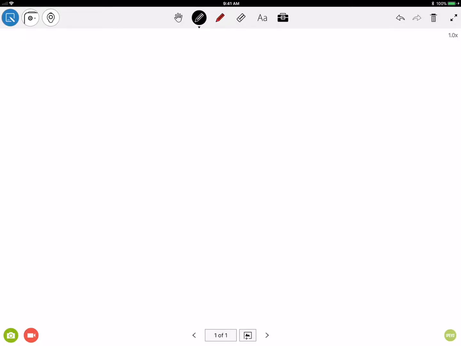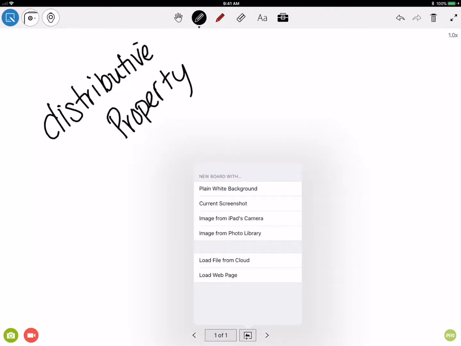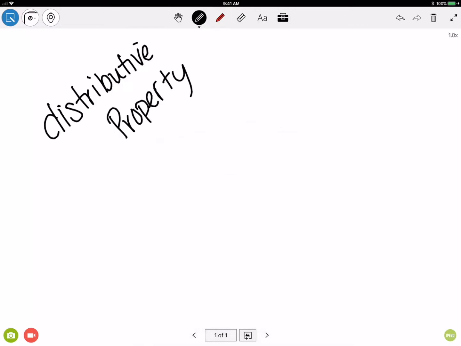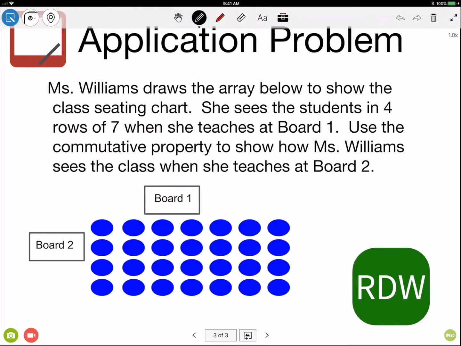Okay, so what we're going to do today is we are going to be reviewing the distributive property. And the distributive property is when we start taking apart things so we can use them to relate to other facts. So the first thing that we're going to do is your application problem. Here is your application problem.